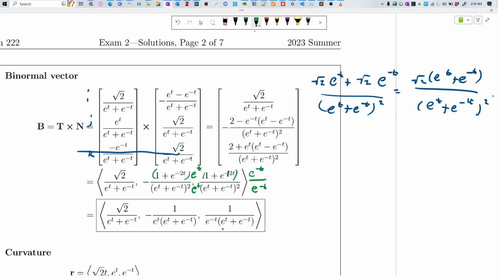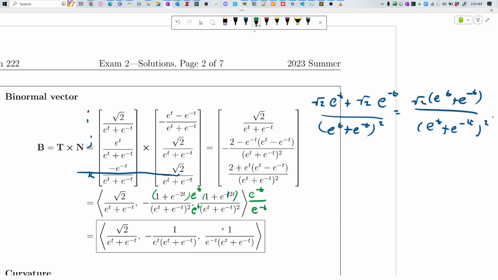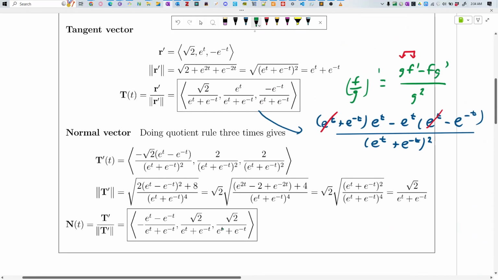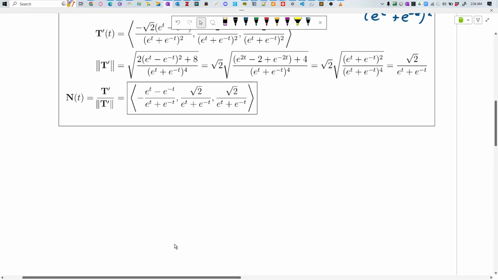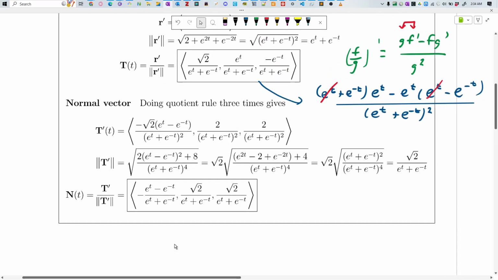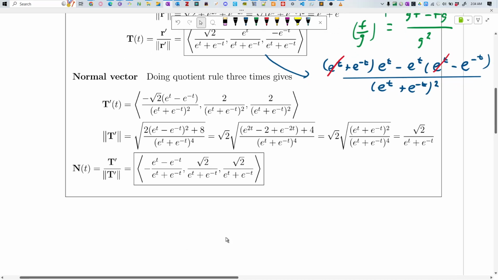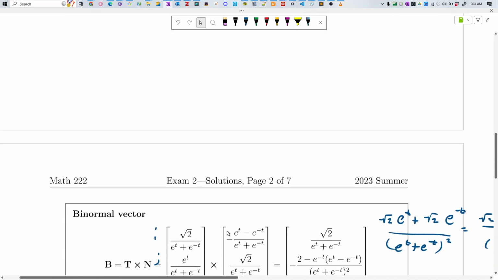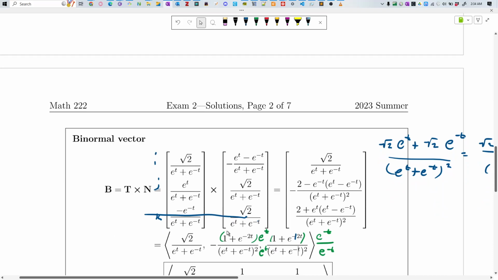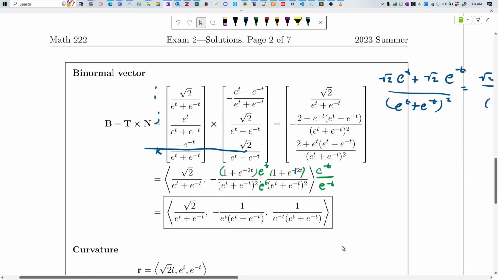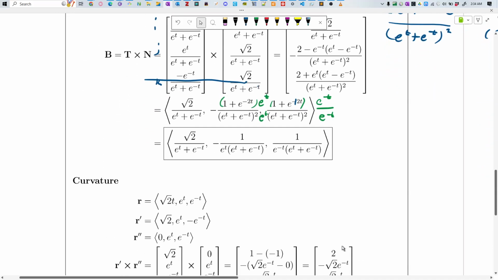And so that's how you can compute the binomial vector in not too terrible of a manner, but it all required that you had a really convenient expression for probably both the tangent vector and the normal vector. I definitely saw people write extremely complicated expressions, but this is the cleanest way that you could write these answers, I think. I'd be surprised if there's any cleaner way of doing this.